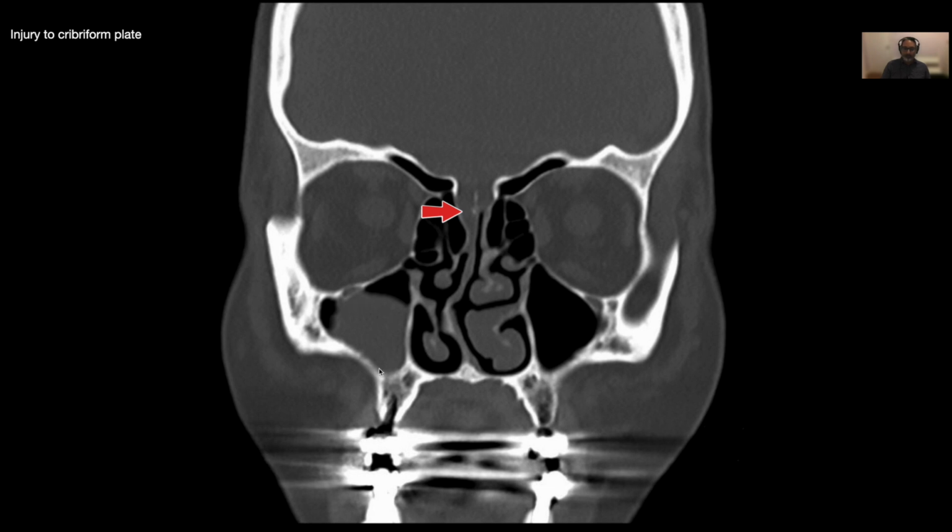Yes, I believe there's sinusitis. It could just be fluid, serous fluid, or it could be blood, or it could be CSF. If the cribriform plate gets damaged, you get CSF leaks. So sometimes people with a mild head injury might have some clear fluid fall out of their nose, and that's CSF.